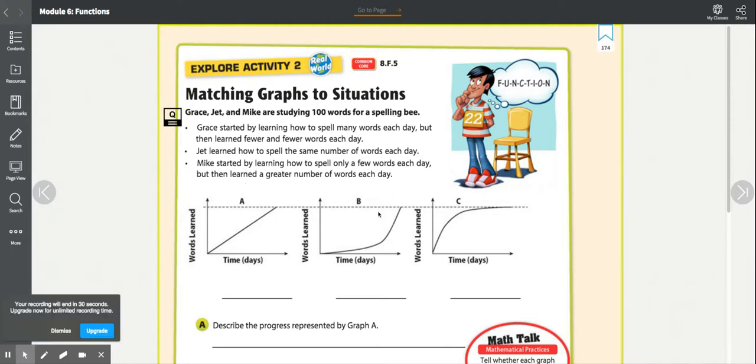When we look at graph B and C, we have to think, okay, Grace started by learning how to spell many words, but then fewer and fewer. And then Mike started by learning how to spell only a few, but then it got greater as he went on. So who do you think is going to be B and who do you think is going to be C? Is Grace going to be B and Mike C or vice versa? What do you think?